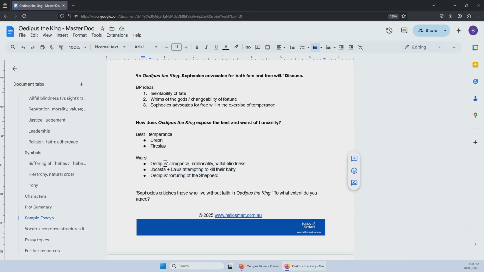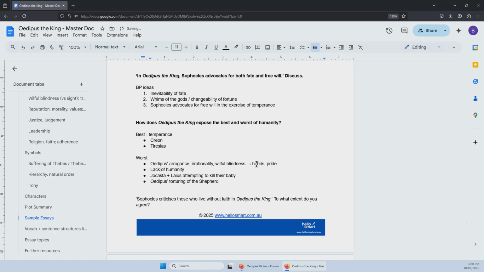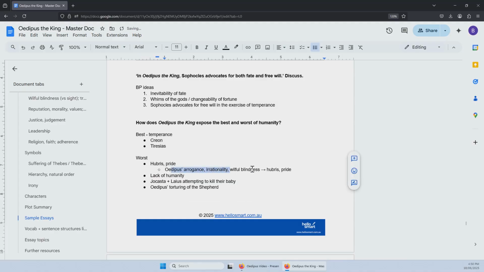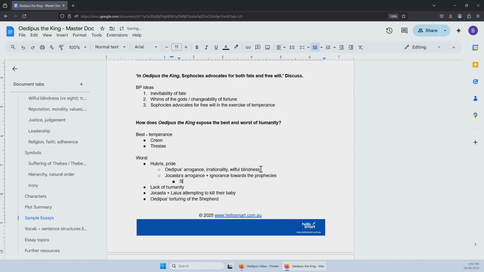So lack of humanity and arrogance. So there's 2 kind of ideas here. One is hubris, pride, arrogance, and the other one is lack of humanity. So in terms of the hubris and the pride, we'd be thinking of Oedipus here, but we would also be thinking of Jocasta's arrogance and ignorance towards the prophecies and the roles of the gods. So you can talk here about Sophocles' criticism of the sophists. This is a good point of historical context, which you can rely on if you want.